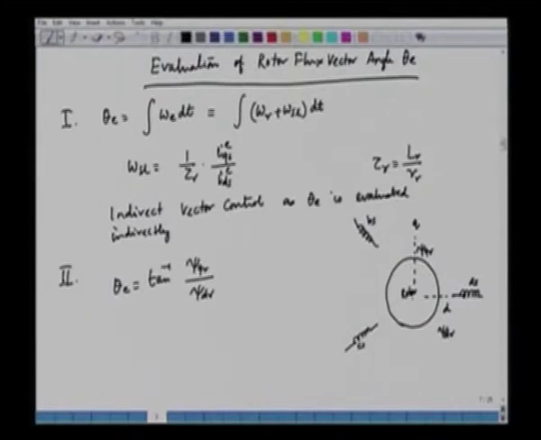Now, if we have a rotating flux, the actual flux is rotating at omega e, and this flux will have two components. One is psi dr, and this can also have a component in the q axis, that is psi QR. And the angle in this case is theta e. Now, if we want to evaluate the angle, we have a right angle triangle and the perpendicular is psi QR and the base is psi dr. We can evaluate the angle theta e as tan inverse of psi QR by psi dr.